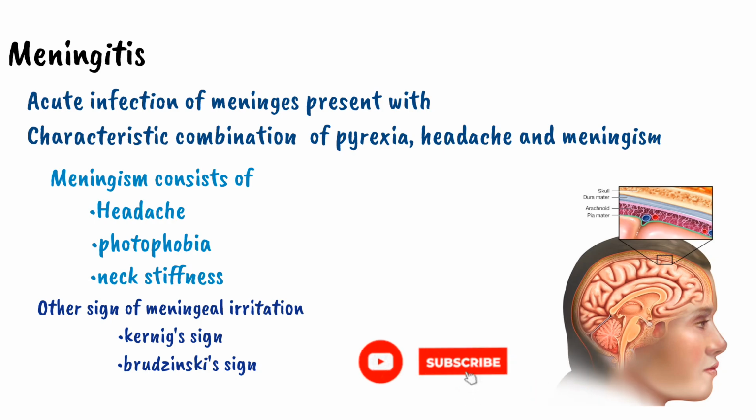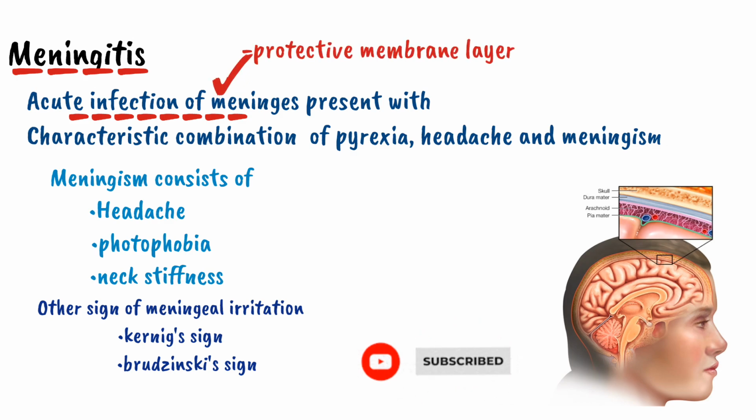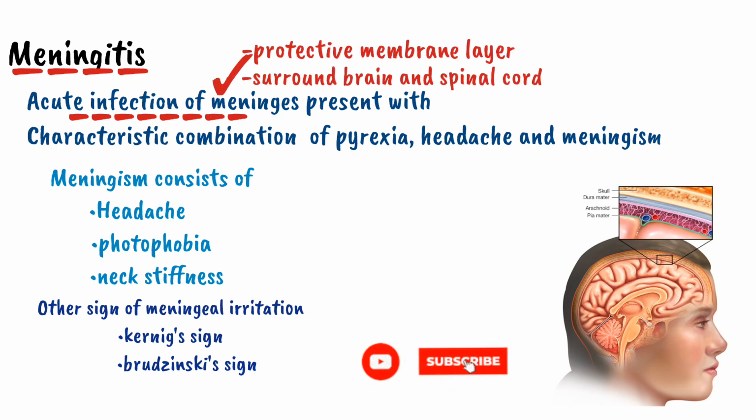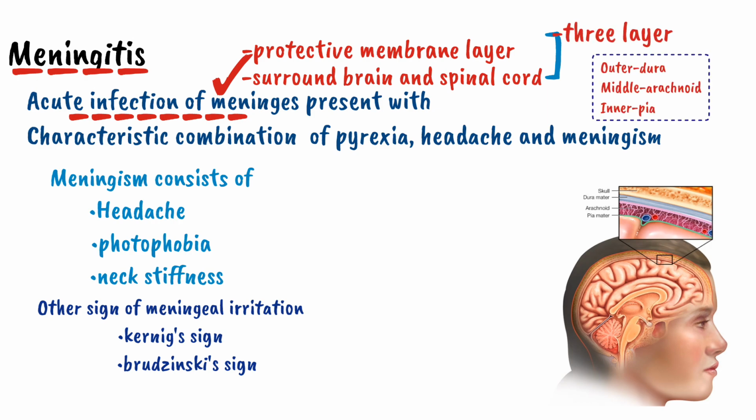Let's discuss meningitis. Meningitis is the acute infection of meninges. Meninges are the protective membrane layer which surround the brain and spinal cord. It consists of three layers: the outer dura mater, the middle arachnoid, and the inner pia mater. The arachnoid and the pia mater are collectively called leptomeninges. Meningitis is actually the infection of leptomeninges.